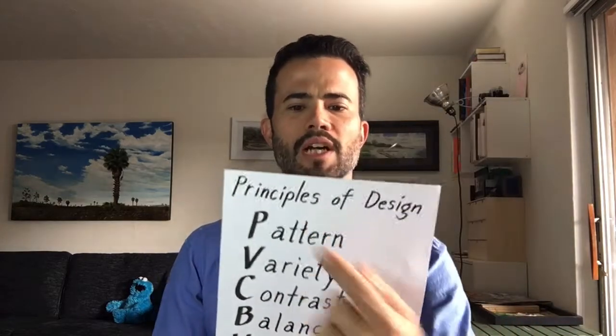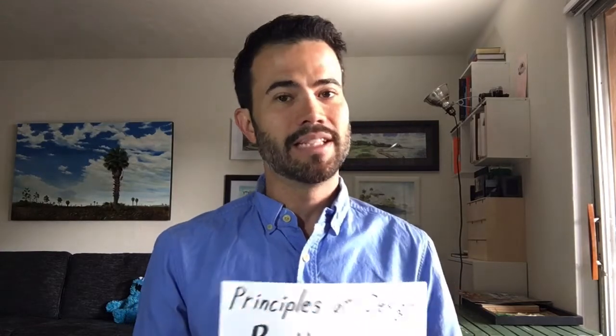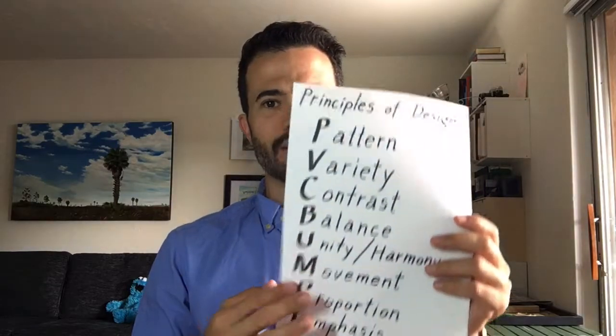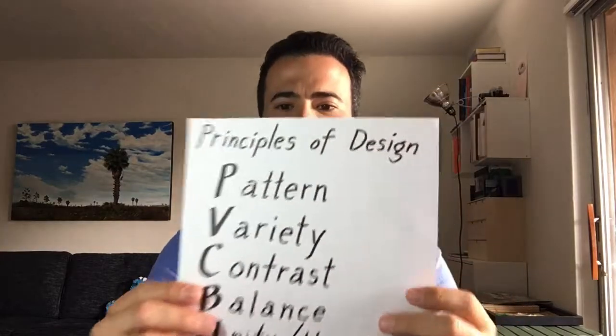PVC bumper. Principles of design are the rules or guidelines that artists and designers follow to make art and design work more aesthetically pleasing, which is subjective, but a lot of people will agree if something looks bad, and a lot of people will also agree if something looks good. It usually has to do with any number of these guidelines that I'm going to talk about right now.